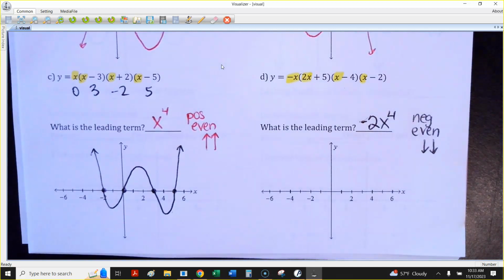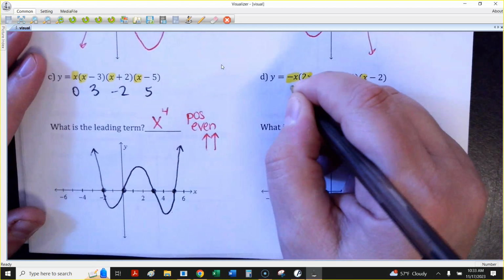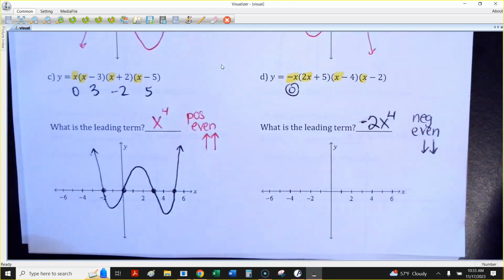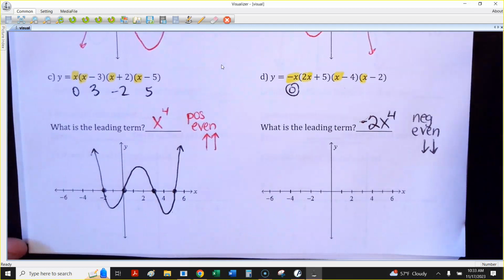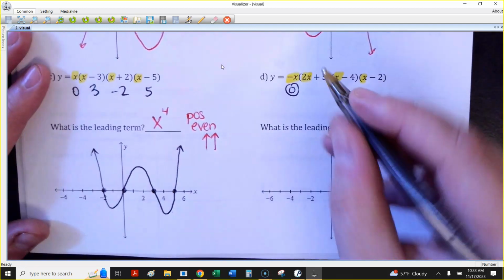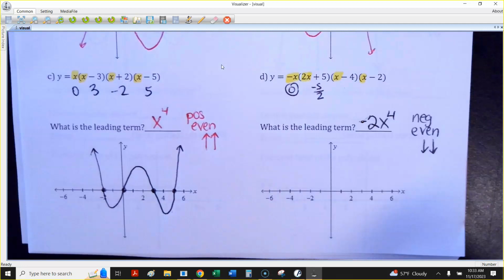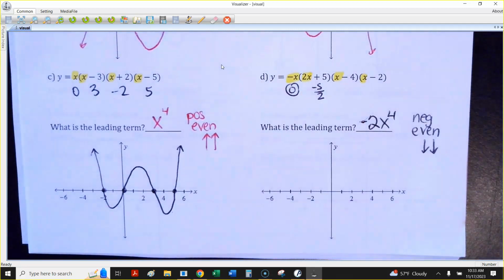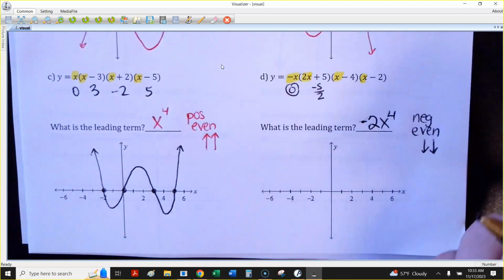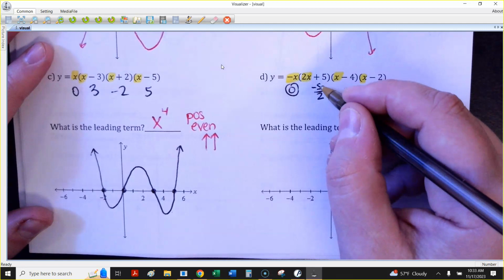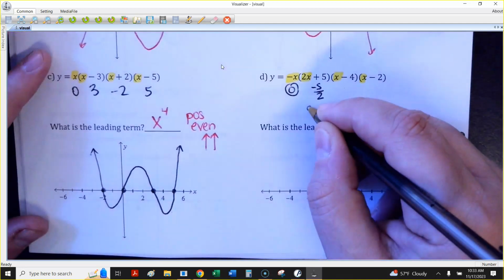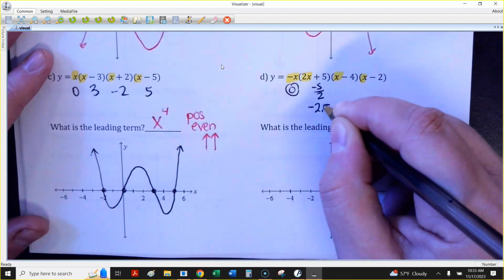Okay, now my zeros: just that -x would be 0. What would it be for 2x plus 5? What would that give me as my 0? Okay, -5 over 2. Now, I see that fraction and think, how do I graph that? I usually just change it to a decimal real quick. That helps me think about it a little bit easier. So -5 over 2, if you divide that on your calculator, is -2.5.